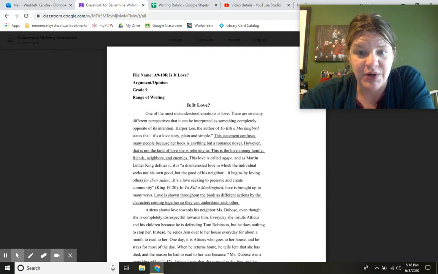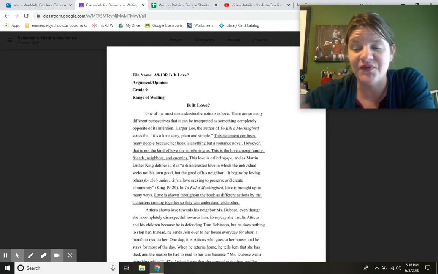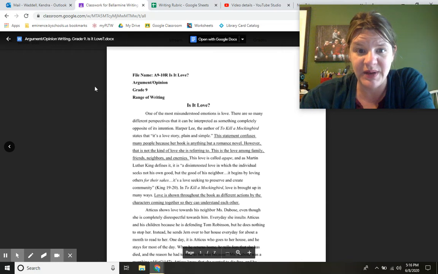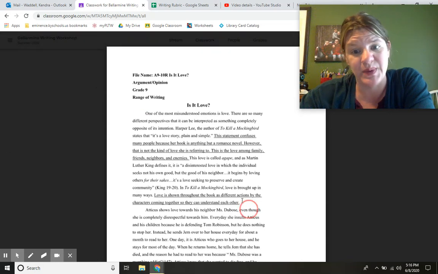In To Kill a Mockingbird, love is brought up in many ways. Love is shown throughout the book as different actions by the characters coming together so they can understand each other. The phrasing of that claim needs a little bit of love. This is a solid opening paragraph.